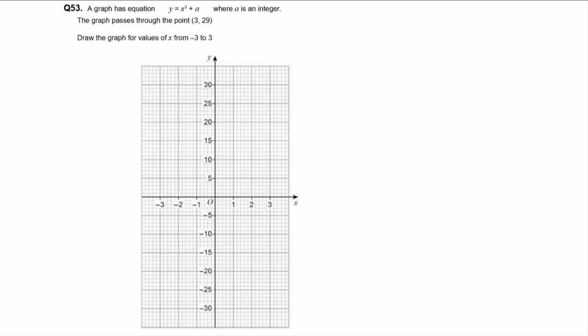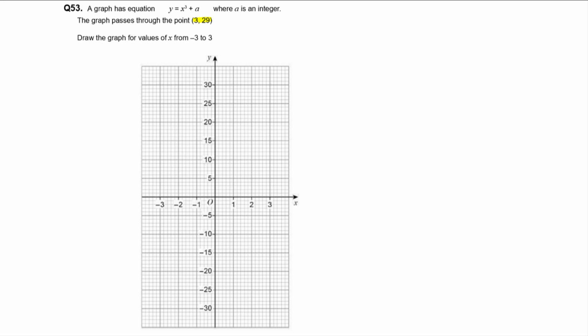Question 53, a graph has equation y equals x cubed plus a, where a is an integer. The graph passes through the point 3, 29. Draw the graph for the values of x from -3 to 3. Okay, right, I think I'm going to use the table function on the calculator to find the points in a minute. But before I do, I really need to find that value of a, and I can find the value of a by subbing in the value of x and y that I've got from the coordinates.